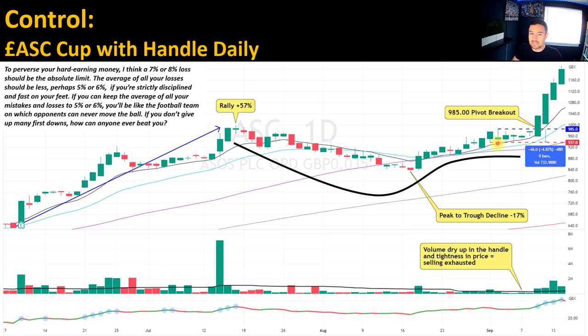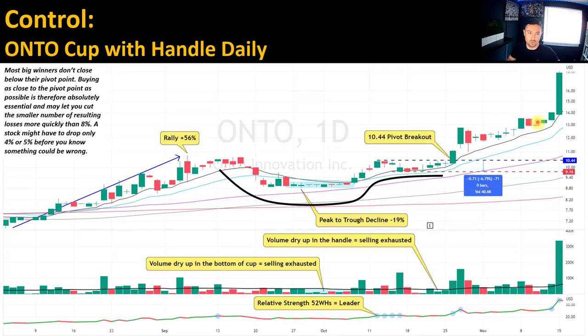But then the logical place for the stop loss would be just underneath this handle, which is about 5%. So you don't actually need to give it, in this instance, 7 or 8% to know you're wrong on the position, because it should move through the handle. The best stocks just move through the pivots and they go very quickly. As we do more reps and sets, it'll start making a bit more sense. So now we have ONTO.